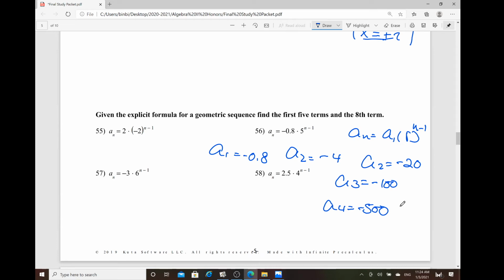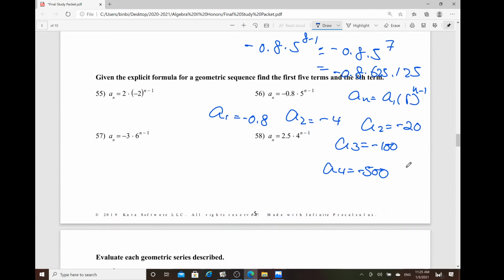And then find the 8th term, so using the formula, plug in 8 for n. So negative 0.8 times 5 to the power of 8 minus 1, so negative 0.8 times 5 to the power of 7. So 5 to the 4th power is 25 times 25, 625. And then 5 to the 3rd power is 125. So that's going to be a very small number, negative. Okay, so find out exactly what that is.